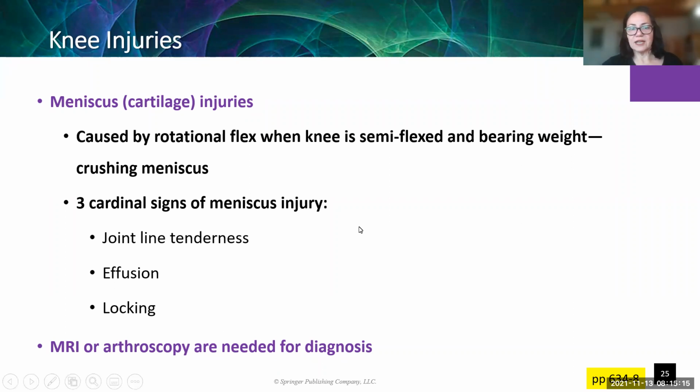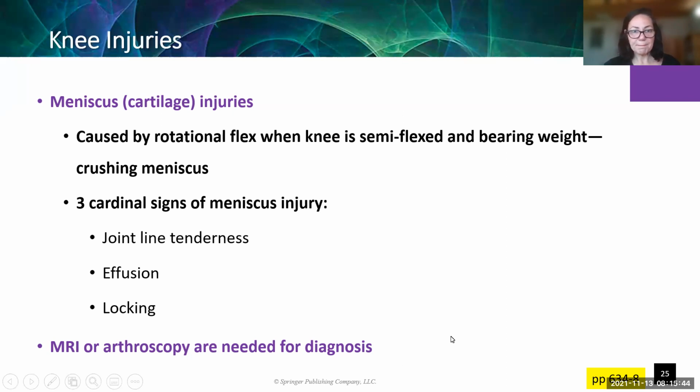The three cardinal signs of meniscus injury are tenderness at the joint line, swelling, and the knee feels like it's locking in position. To confirm the diagnosis, this has to be done either with MRI imaging or with actually going in and taking a look with arthroscopy. Arthroscopy is also frequently required to pull out any broken pieces of cartilage.